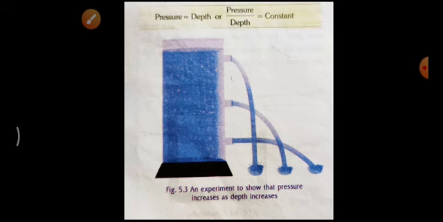So, this shows that the pressure increases as the depth increases. Very simple experiment. The relation between the depth and the pressure shows that the pressure is directly proportional to the depth, that is pressure is directly proportional to depth, or we can also write that as pressure divided by depth is always equal to a constant.